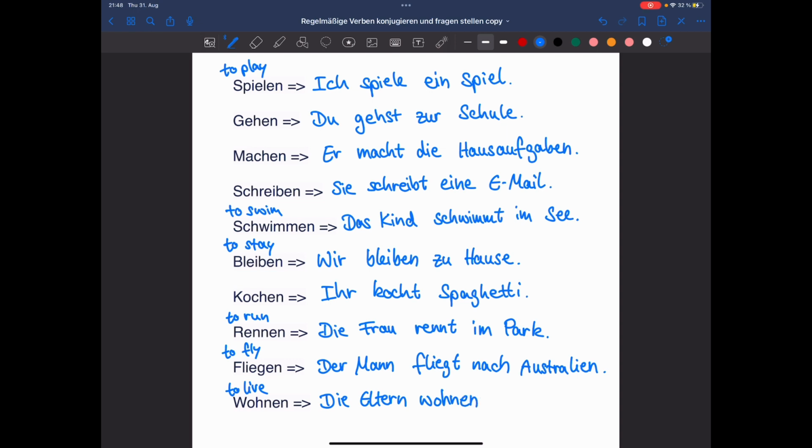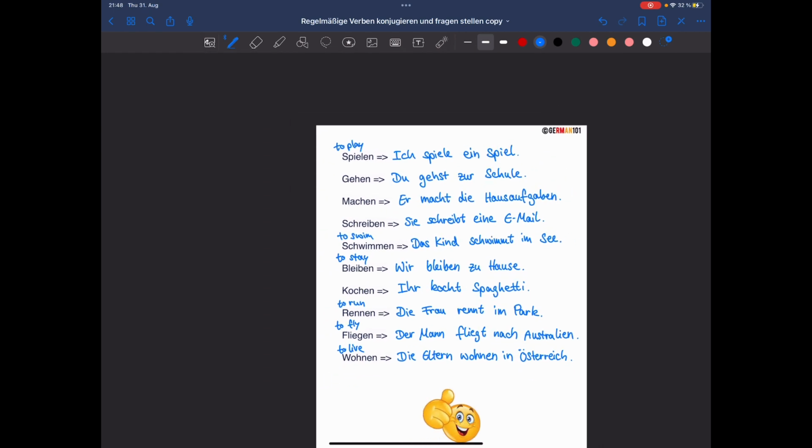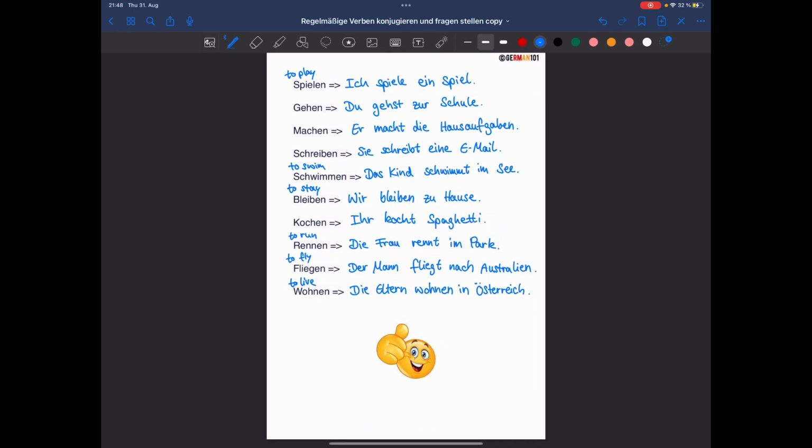Also, die Eltern wohnen in Österreich. The parents are living in Austria. Sehr, sehr gut. Okay. These were all the exercises for the regular verbs in the present tense. Well done. I'm proud of you. I hope you learned something.